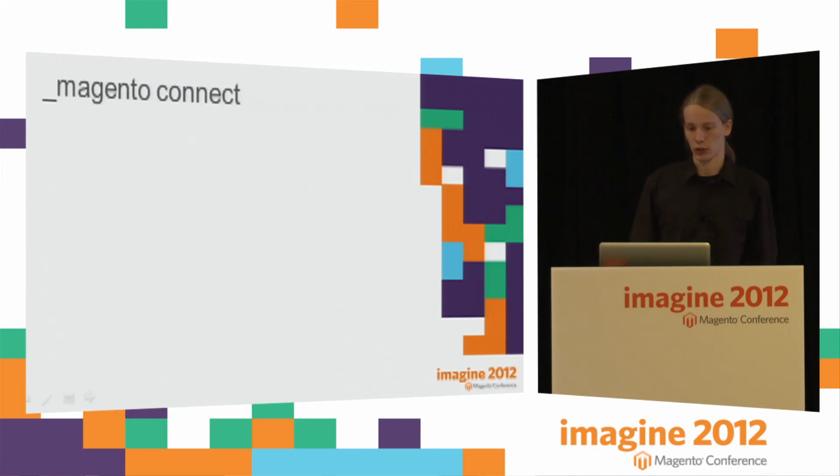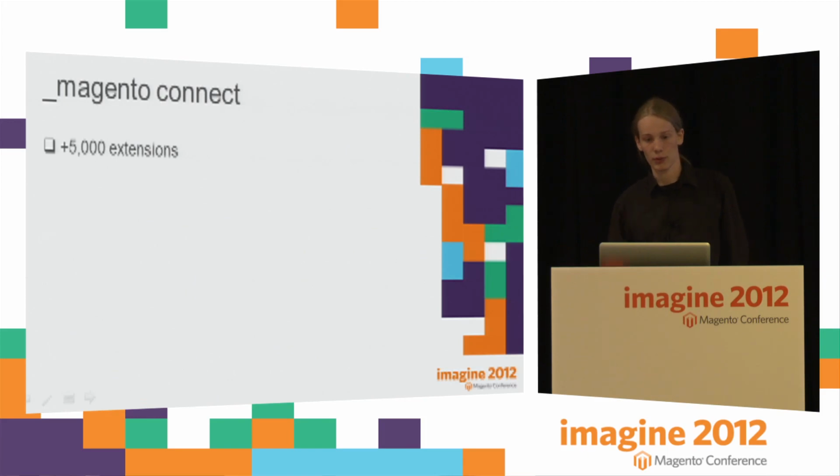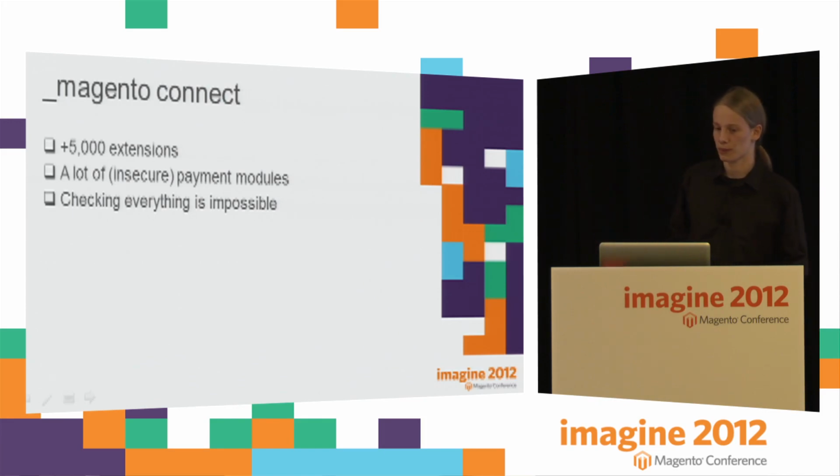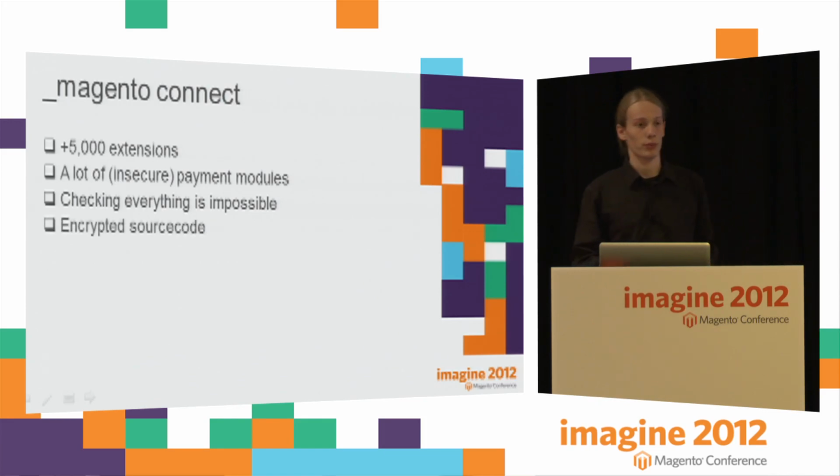Okay, and we have Magento Connect with more than 5,000 extensions. The problem is there are a lot of insecure payment modules, and obviously it's impossible to check everything, and also for Magento. They were thinking about this, but it's just too much. Also, it's a problem because some modules use encrypted source code, like with IonCube or something like this. And it's impossible to check the source code and to check for security issues.